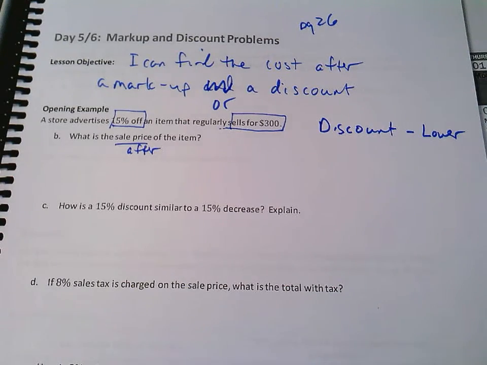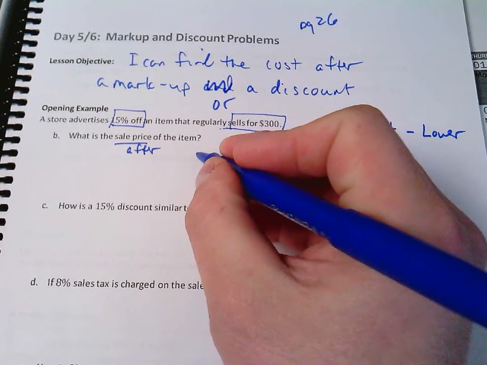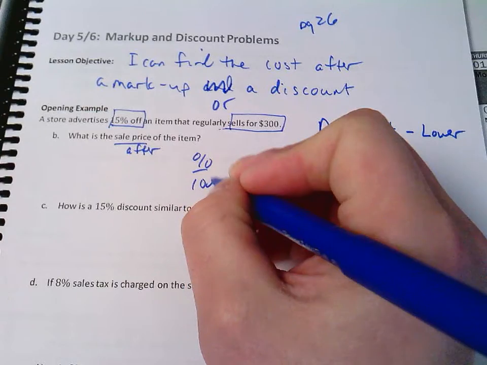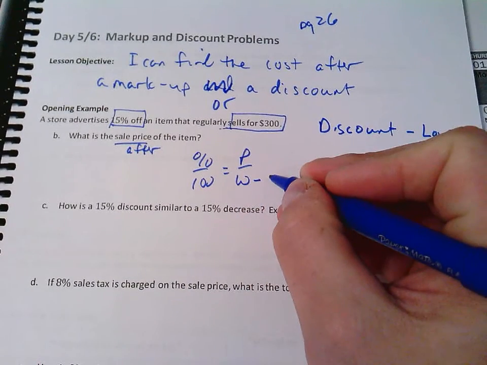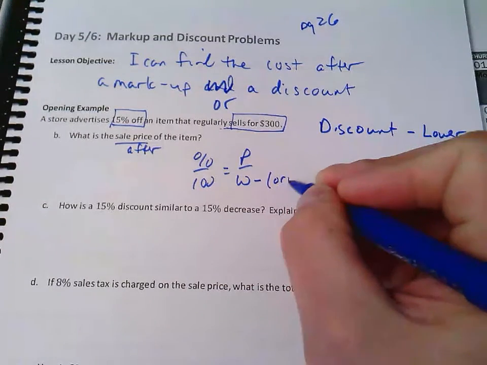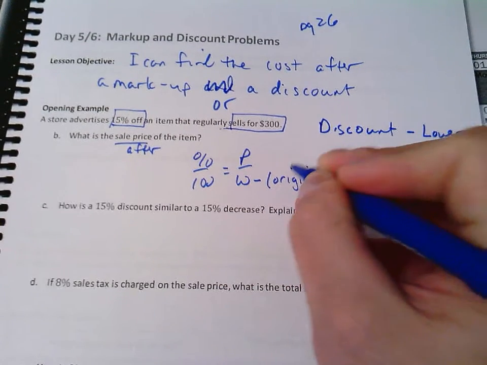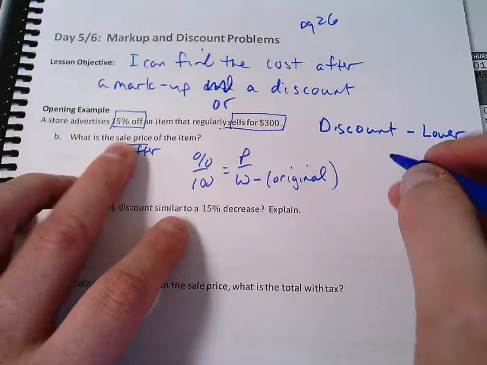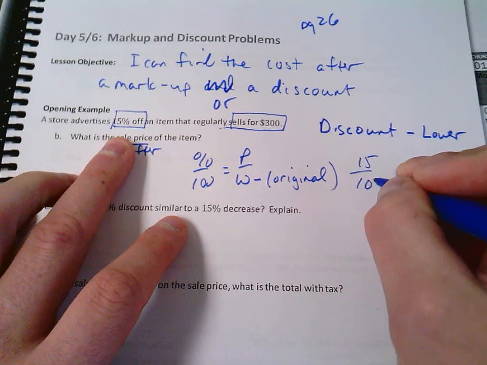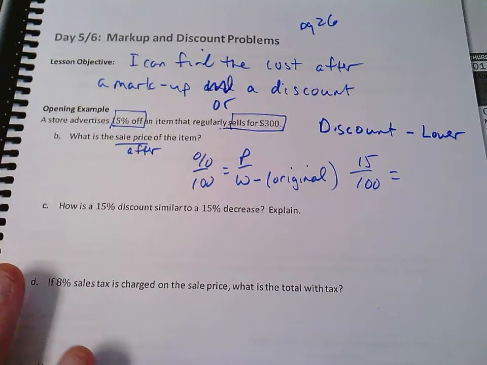Write our percent proportion down. Percent over 100 equals part over whole. And this whole is now going to be the original price. Okay, it's the of, but it's also the original. It's what you're starting with. So here's what our proportion would look like. 15% off, 15 over 100. Percent always goes over 100. X over 300.